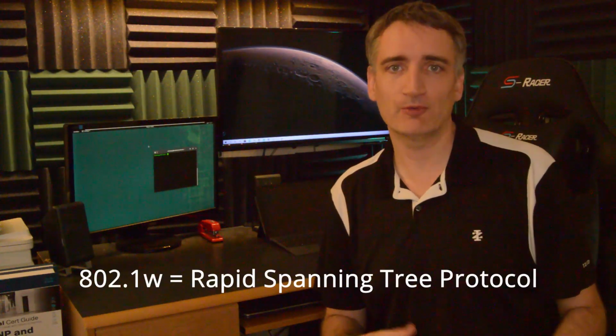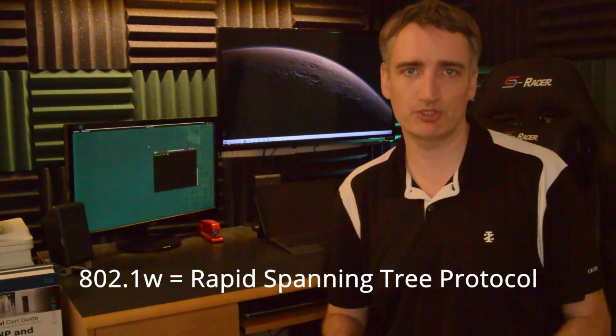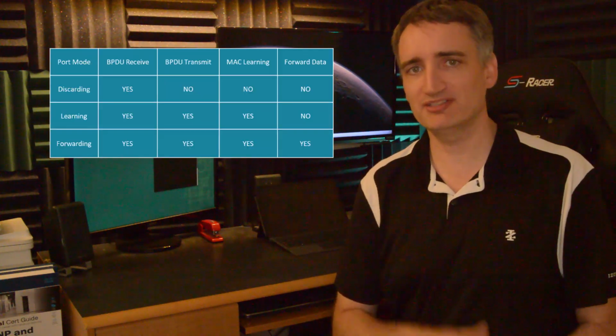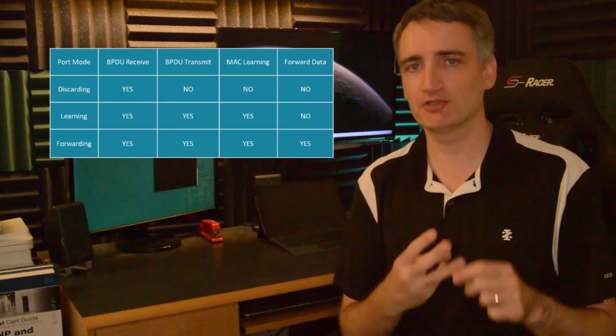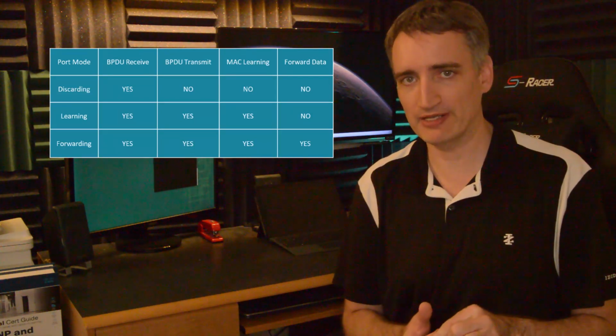But first, I'm going to also talk about another spanning tree protocol that can speed up that convergence time. An alternative spanning tree protocol that exists is called rapid spanning tree. Rapid spanning tree was created as a way to bring faster convergence times. In it, the port states are reduced down to 3 different port states. The first one is discarding, the second one is learning, and the last one is forwarding.